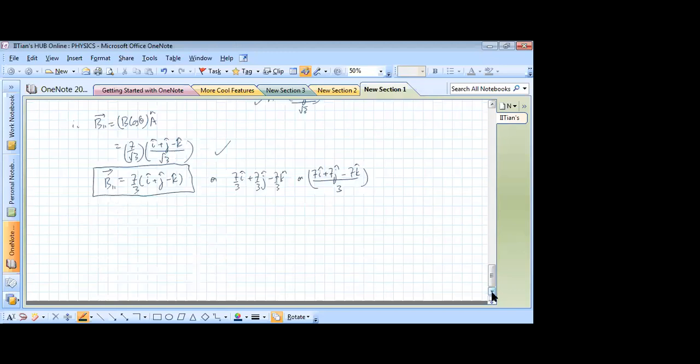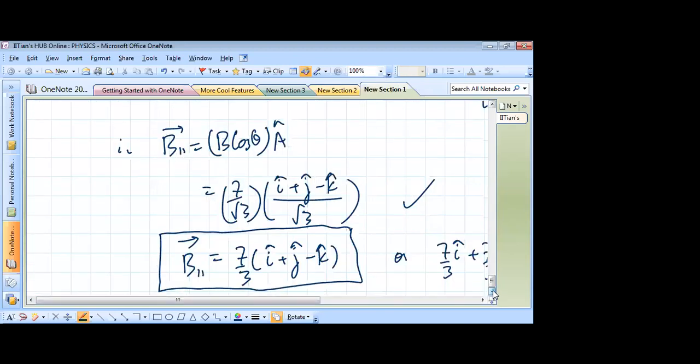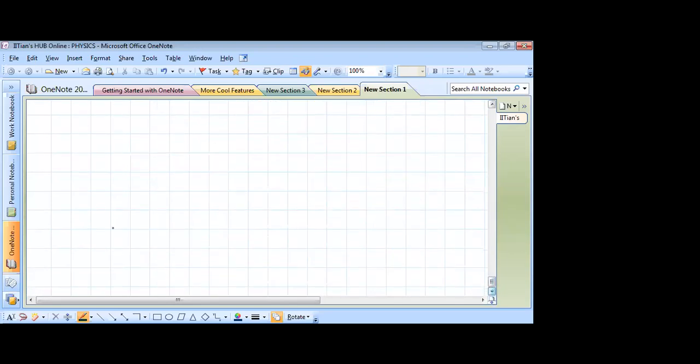Okay, people, so this is the parallel component. Now the last thing, how do we find the perpendicular component in vector form? So again, you can see that this was the parallel component of B. This was the perpendicular component of B.